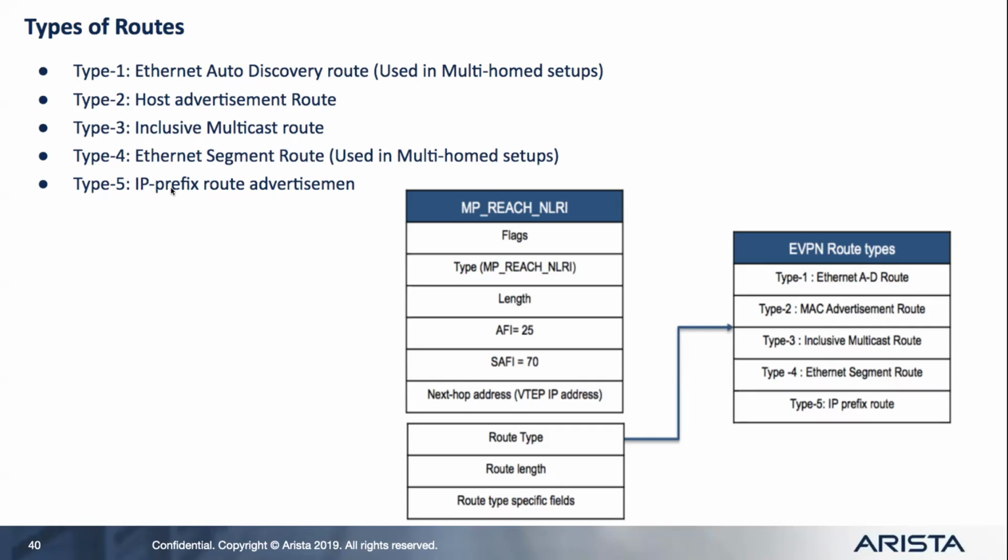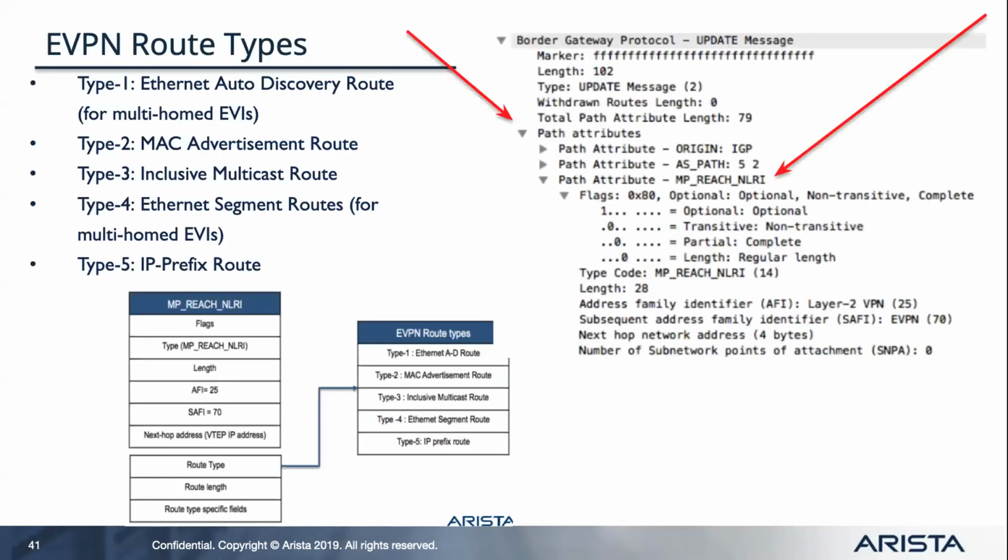And type 5 is for L3 EVPN, so to advertise IP prefixes. Okay, so these are the different types. Okay, let's go one by one. Before we go back to type 1, type 4, let's go back and discuss.